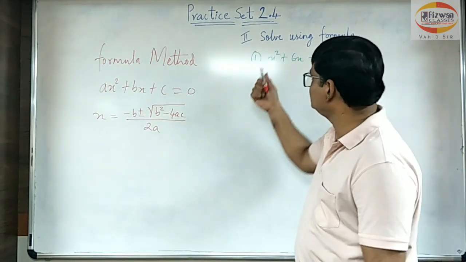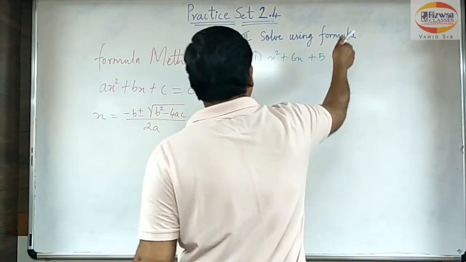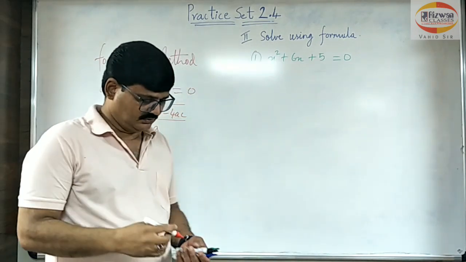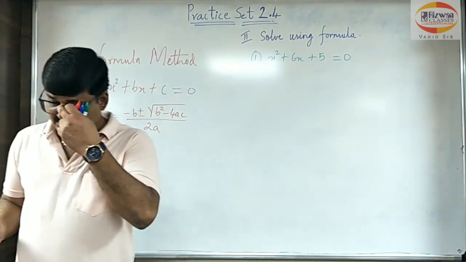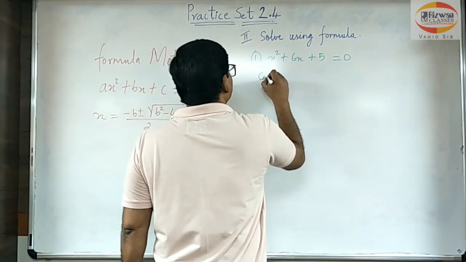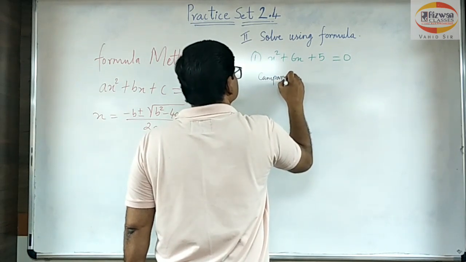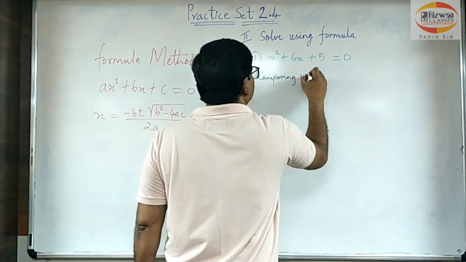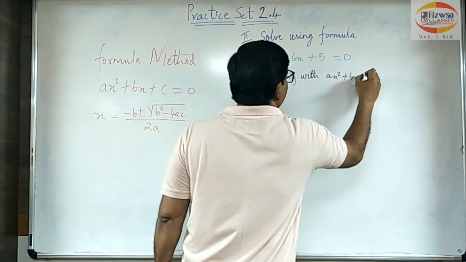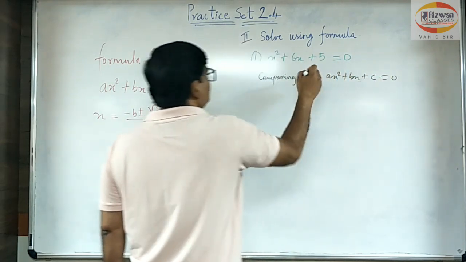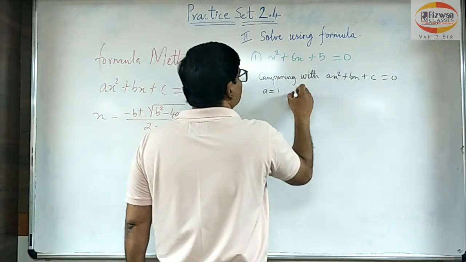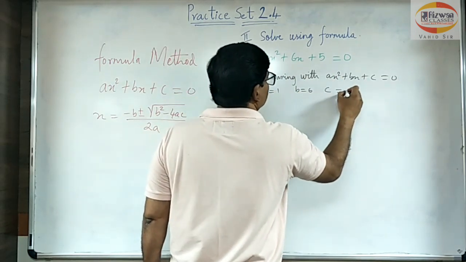I have already written the second question of 2.4 over there. They told us to solve using the formula: x square plus 6x plus 5 is equal to 0. First of all, I will compare this equation with your standard equation, ax square plus bx plus c is equal to 0. When you compare this, you are getting a value 1, b value 6, and c value 5.